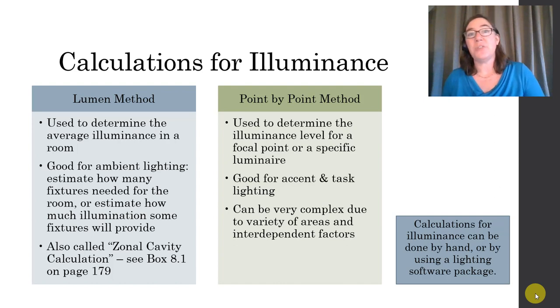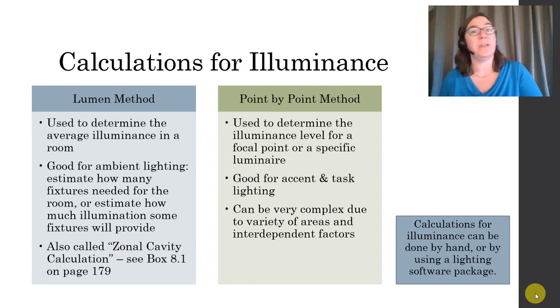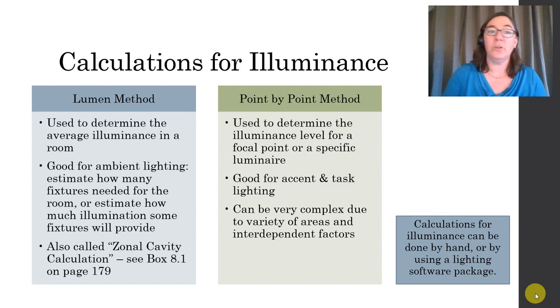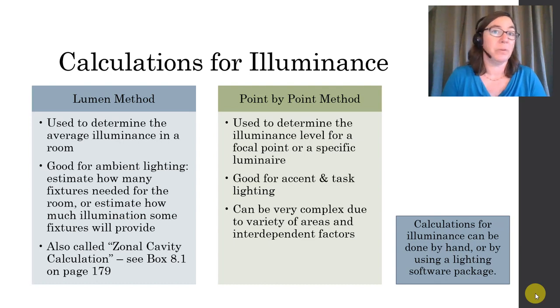There are two major ways to calculate illuminance within a space. One's called the Lumen method, and one's called the point-by-point method. The Lumen method, which is the one that we're going to focus on today, is generally used to determine the average illuminance in a room, and therefore it's good for ambient lighting. You can estimate how many fixtures are going to be needed for the room, or estimate how much illumination, if you've already got the fixtures chosen, they will provide.